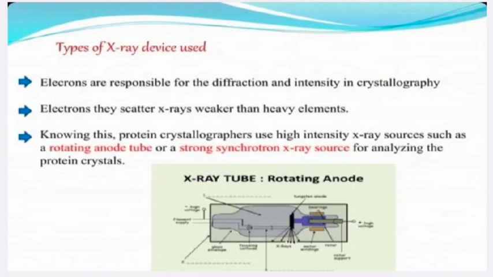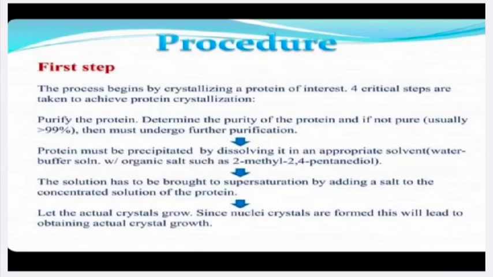Types of X-ray devices used: electrons are responsible for the diffraction and intensity in crystallography, and electrons scatter X-rays more weakly than heavy elements do. Knowing this, protein crystallographers use high intensity X-ray sources such as a rotating anode tube and a strong synchrotron X-ray source for analyzing the protein crystals.